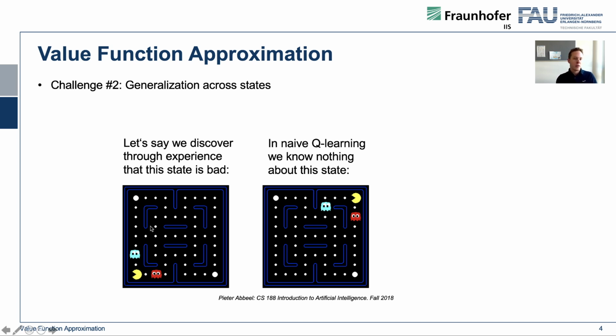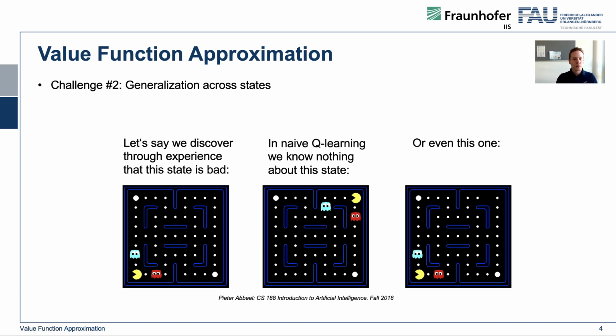Or if you know that the state is bad, you also have no idea how good this state is. So this state is mostly the same as the first state. However, there is a dot missing in here, and this makes it a different state. And you have no way of generalizing across different states and estimating a Q value from the available knowledge.